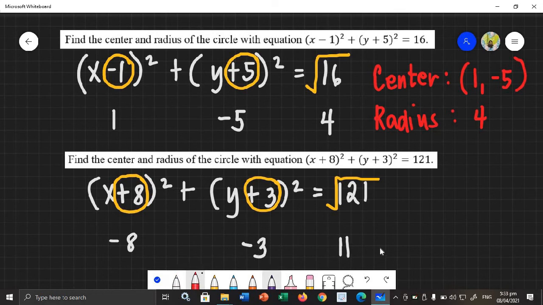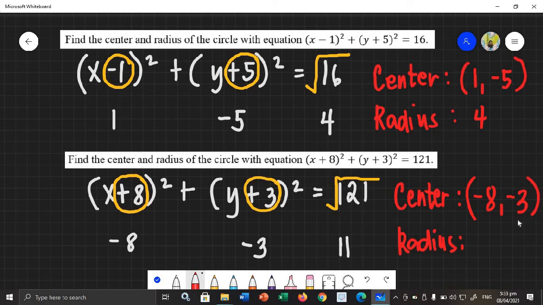Now, using this, yung mga nakuha nating numbers, sulat natin kung ano yung center and radius. So, yung center mo is negative 8 and negative 3. Yung radius mo is 11. So, the center of example number 2 is negative 8 and negative 3. Yung radius ng circle is 11.